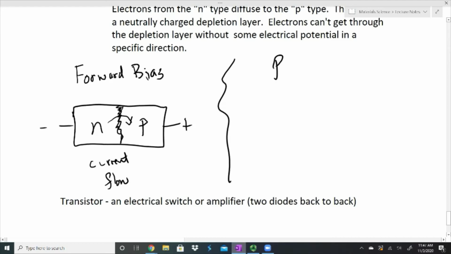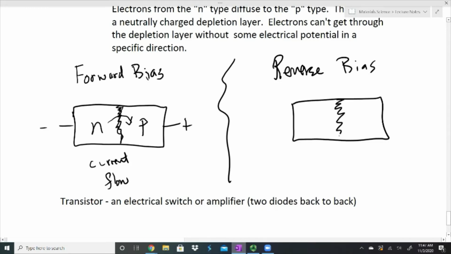The other one is reverse bias. Reverse bias is where I change things: I put my positive on one side and my negative on the other side this time. This is hooked up in reverse. It's like putting a battery in backwards. If I do this, there is no flow. And so this is how we can make something that is only going to have current flow in one direction. So there are some good things we can do just with a simple diode.